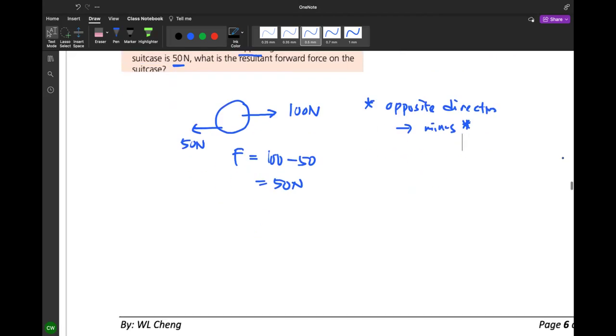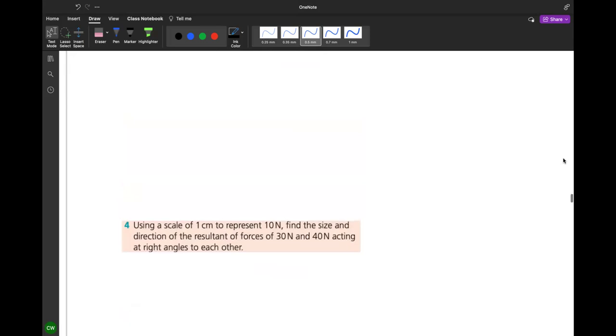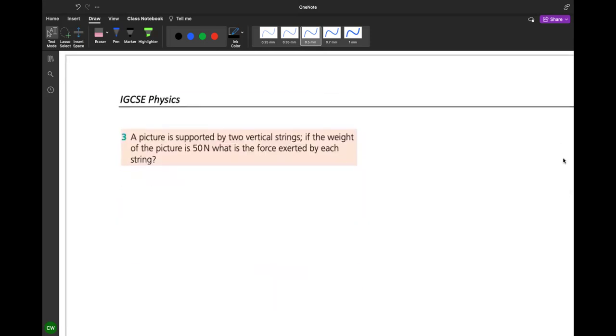Okay, what about the next question? The picture, a portrait of Maggie, supported by two vertical springs, vertical, hung up by two strings. One is here, the other one is here. Opposite is minus. The weight of this is going down by 50. How much do you think is T?